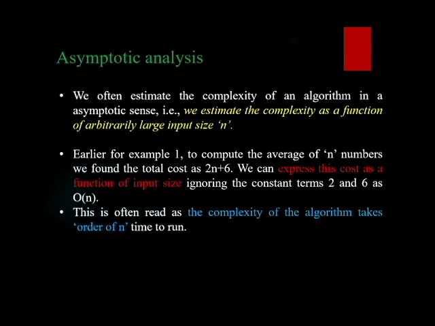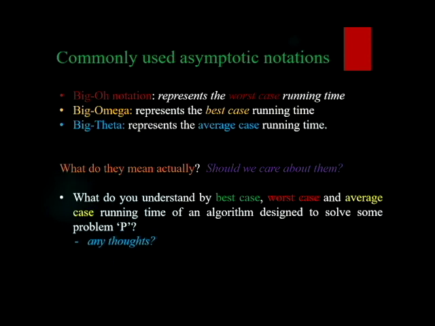That's basically the concept. Under this, we would have 3 different kinds of representations. The first one is called Big O notation, which represents the worst case running time. Big Omega represents the best case running time. Sorry. And Big Theta represents the average case running time.